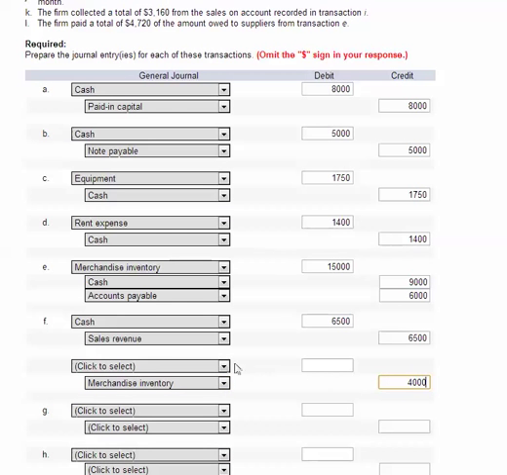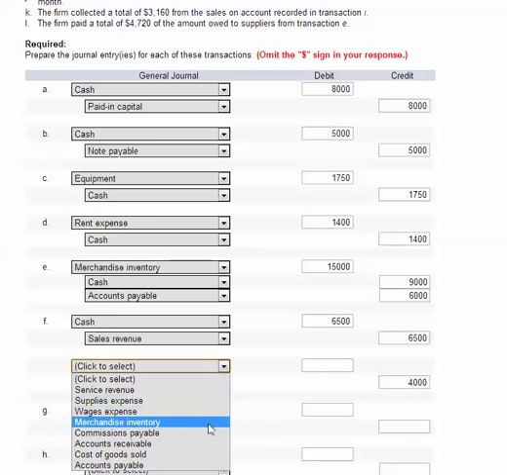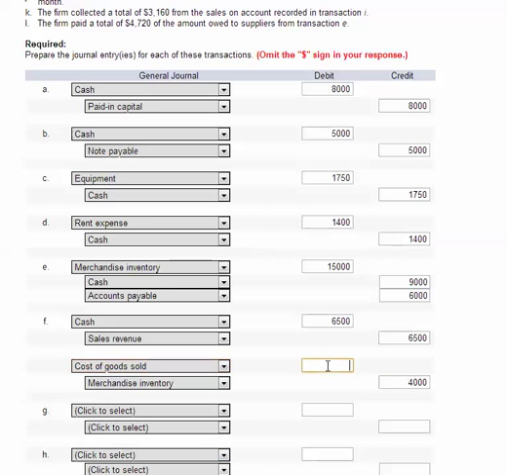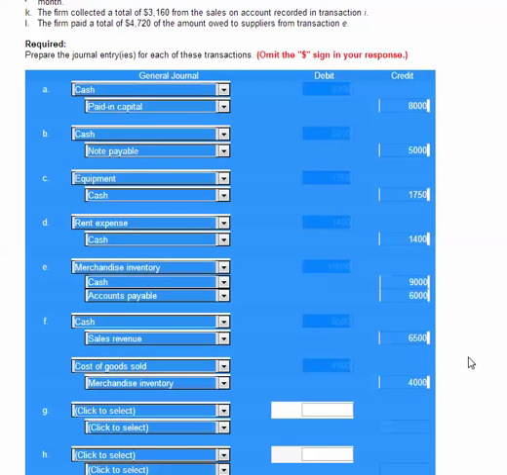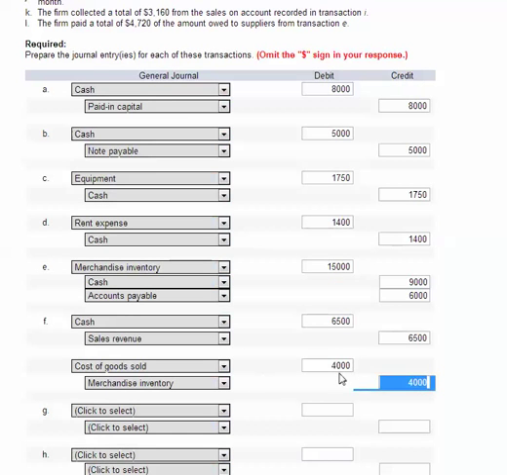And then we charged that cost of that merchandise to an expense account called cost of goods sold. Debit our expenses, that increases our expenses $4,000, sorry, cost of goods sold there.